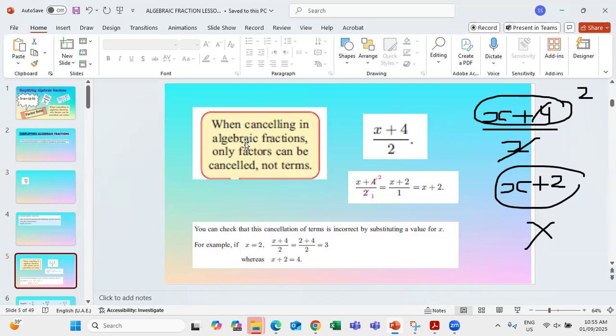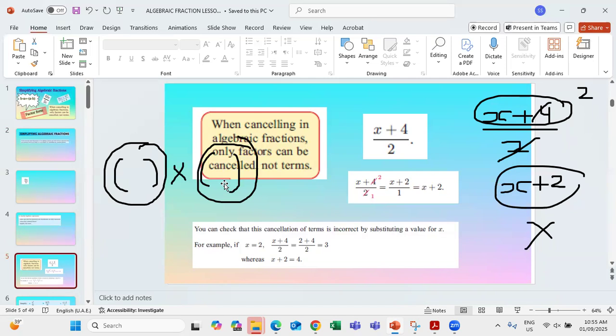When cancelling in algebraic fractions, only factors can be cancelled. Factors means when you are writing something in multiplication form, this is one full factor. It can have one term like x and it can have more than one term like this. But you can cancel the full factor. You cannot cancel just one term.